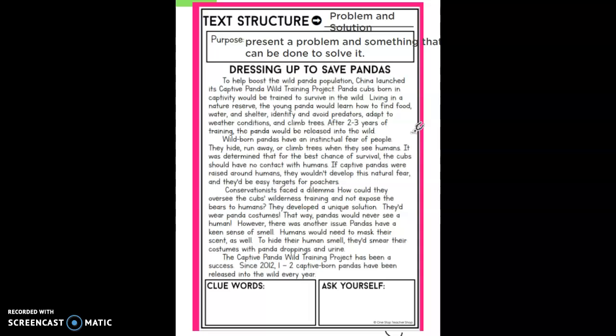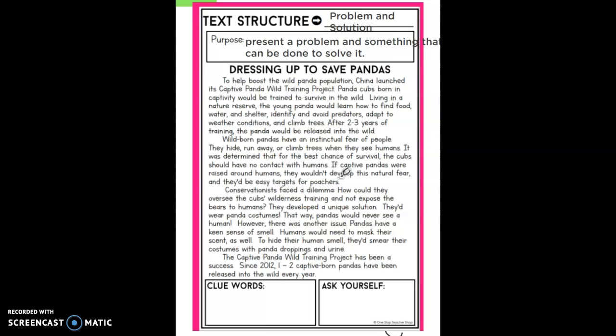Wild-born pandas have an instinctual fear of people. They hide, run away, or climb trees when they see humans. It was determined that for the best chance of survival, the cubs would have no contact with humans. If captive pandas were raised around humans, they wouldn't develop this natural fear, and they'd be really easy targets for poachers. Poachers is another word for hunters.